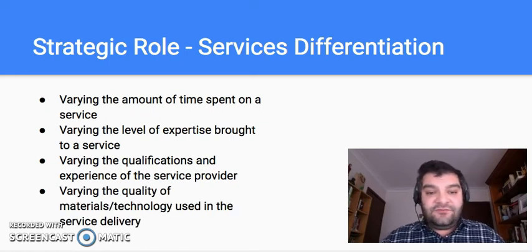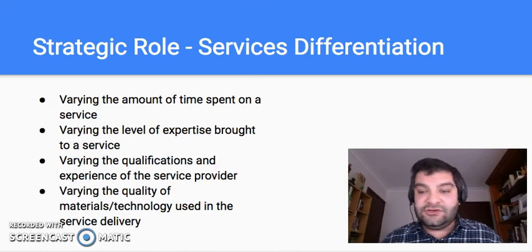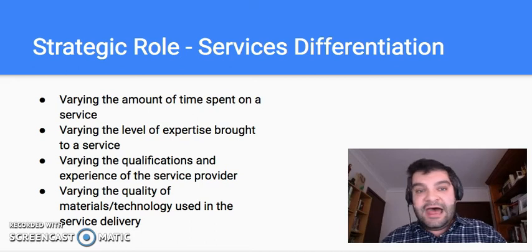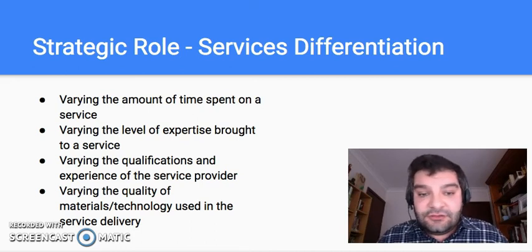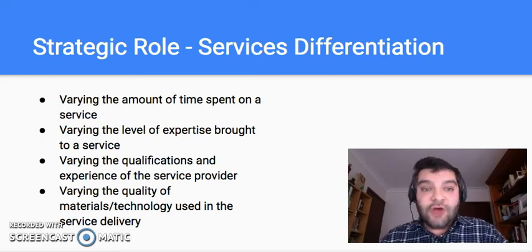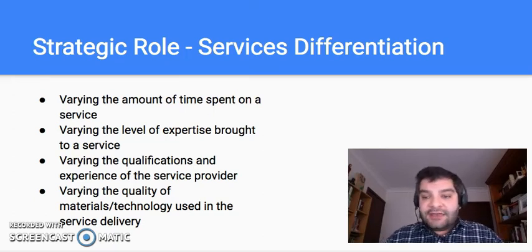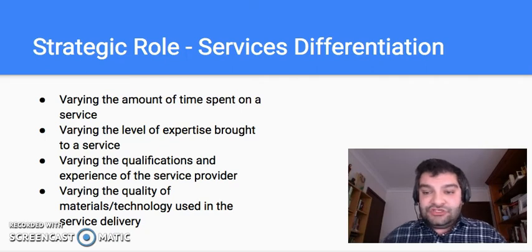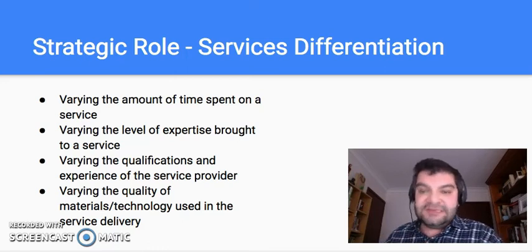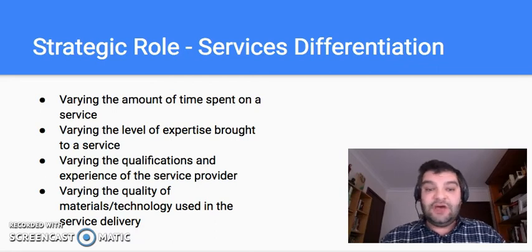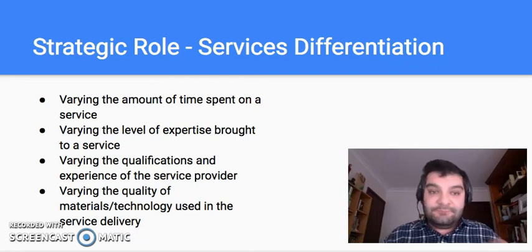And also varying the quality of materials or technology used in the service delivery. So, for example, builders. You might have one builder who still operates using a shovel and a wheelbarrow and that sort of stuff, as opposed to their competitor who's invested in concrete machines, in Bobcats, in automated diggers. That then varies the technology used and the type of materials that can be used for that service.